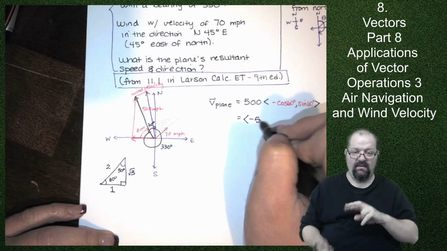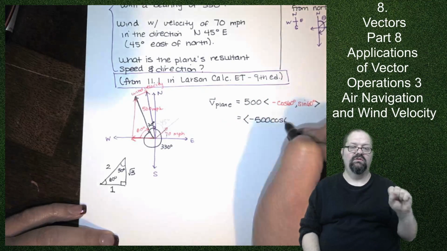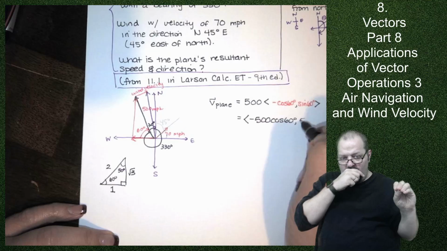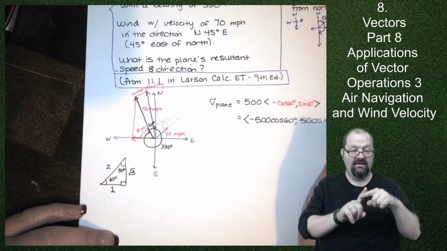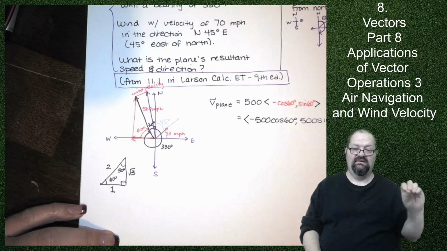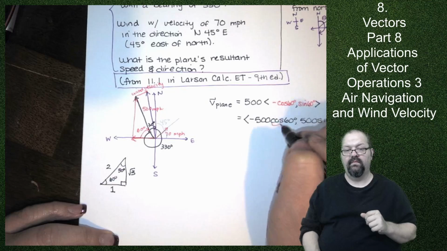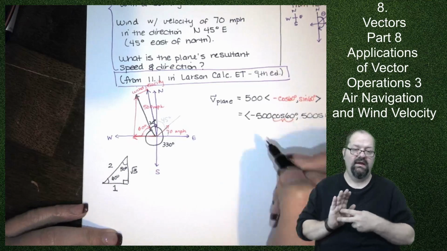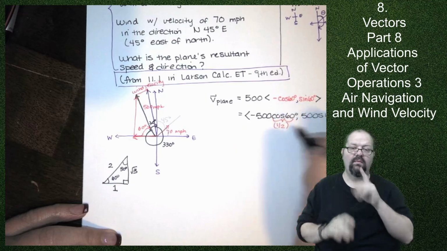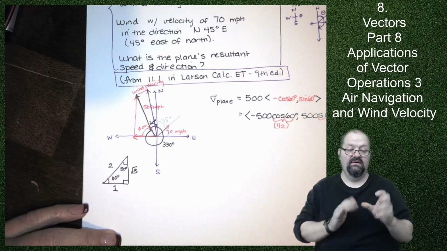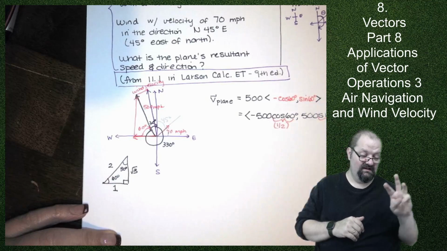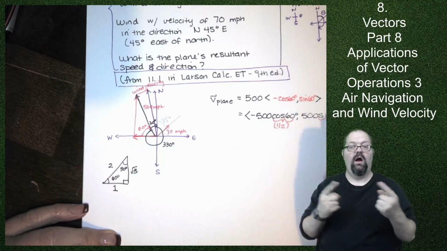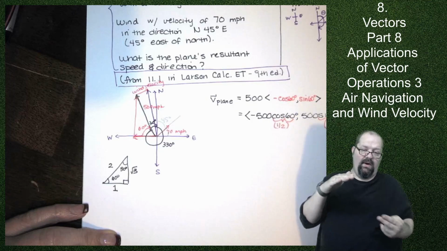I've got negative 500 cosine of 60 and positive 500 sine of 60. Now, according to my right triangle, cosine of 60 is adjacent over hypotenuse, so that's just 1/2. And sine of 60 is opposite over hypotenuse. That's square root of 3 over 2.